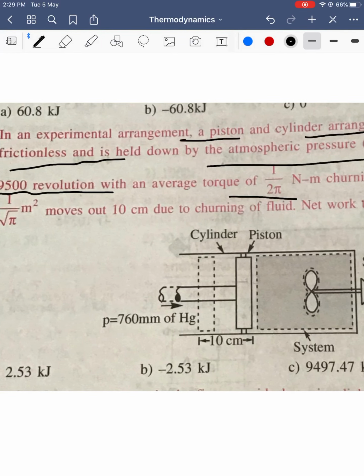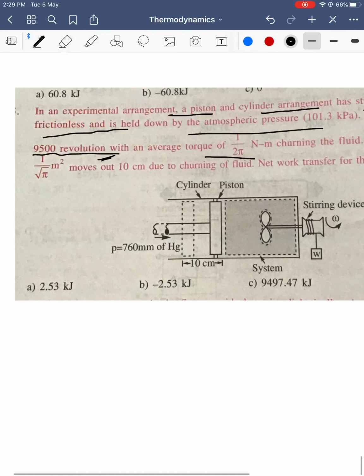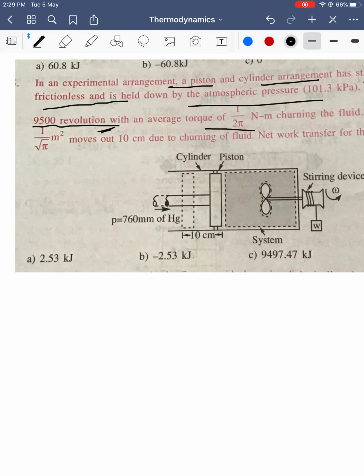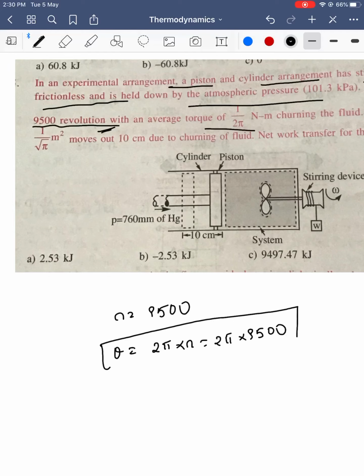So how many revolutions is it going? 9500. So the number of revolutions, n, is equal to 9500. The angle per revolution is 2 pi, so theta is n into 2 pi, which is 2 pi into 9500. That is the angular displacement, the angular distance it has travelled.